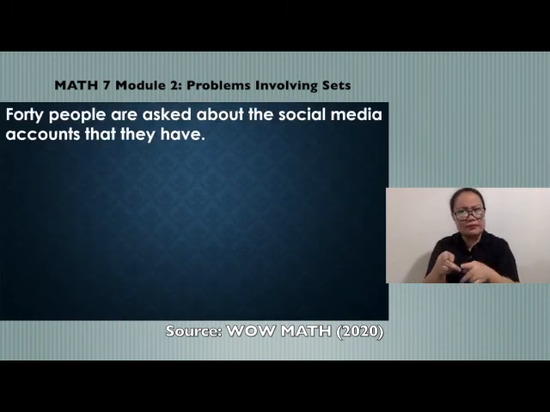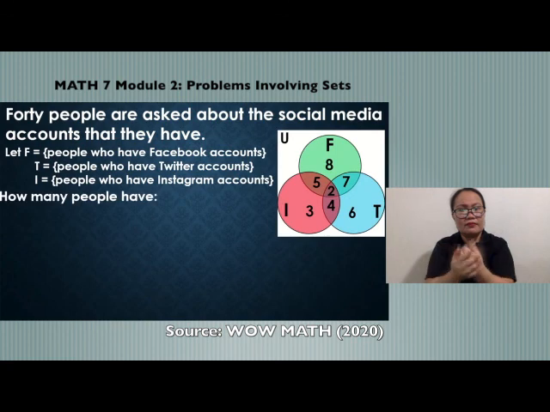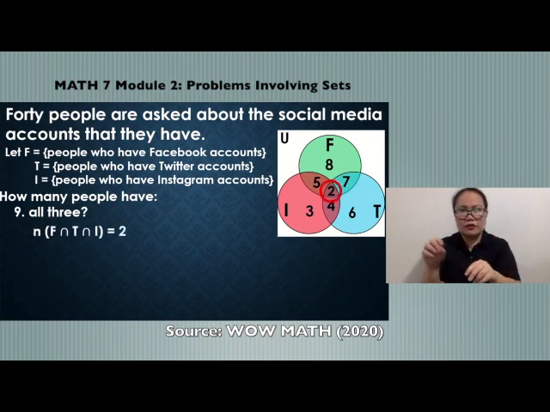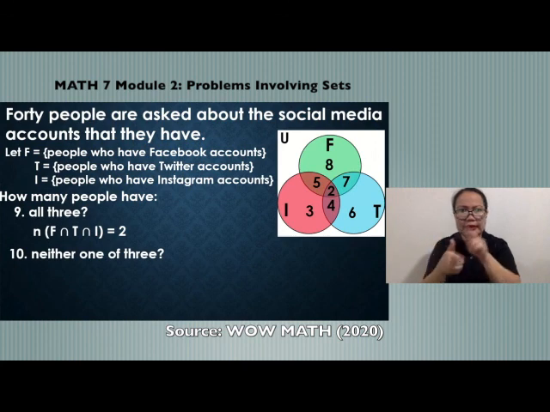Now, this time, how many people have all 3? So, it has three accounts. That means all 3 is the intersection. So, that is 2. And then, neither one of the 3. Neither means none of the three.